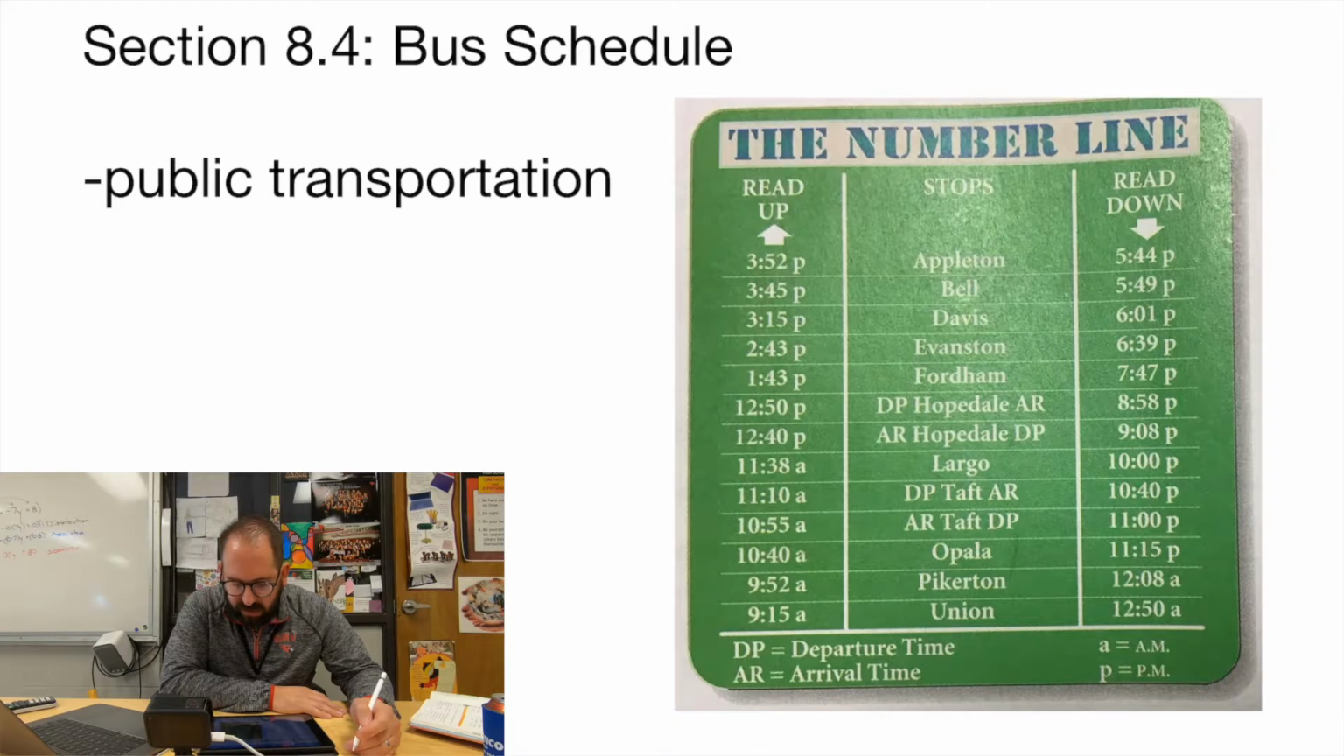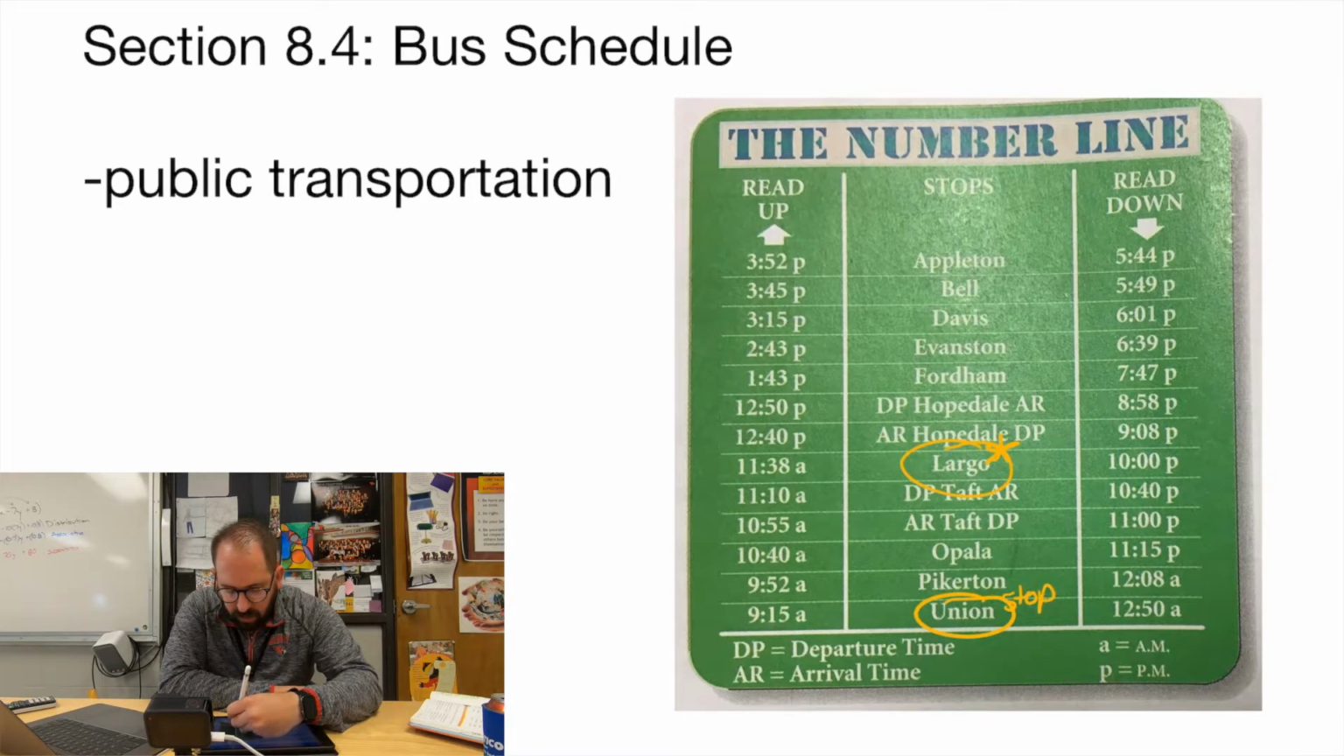Let's pick 2 towns here. Let's say we're going to start at Largo, and we're going to go to Union. Largo is where we're starting, and we're going to stop at Union.